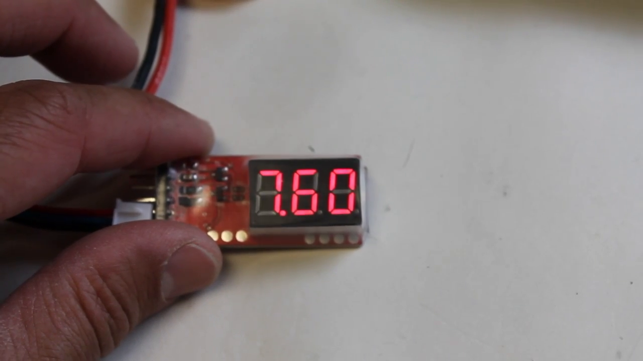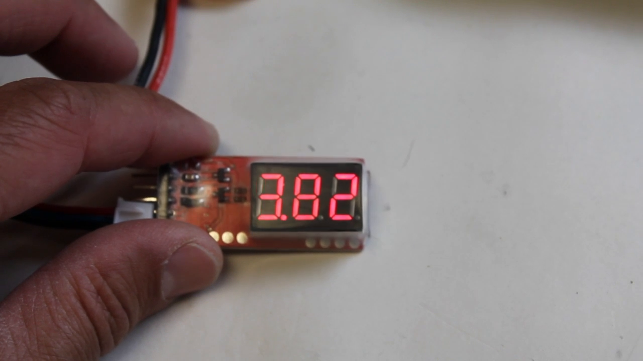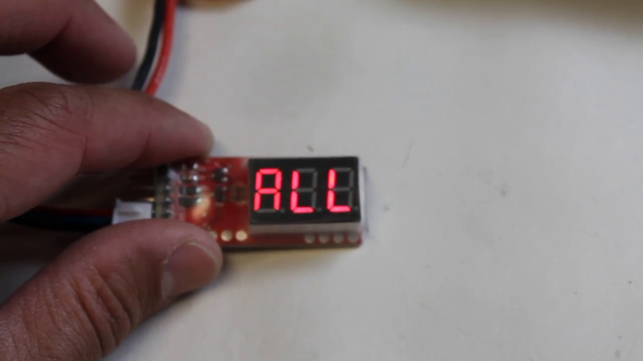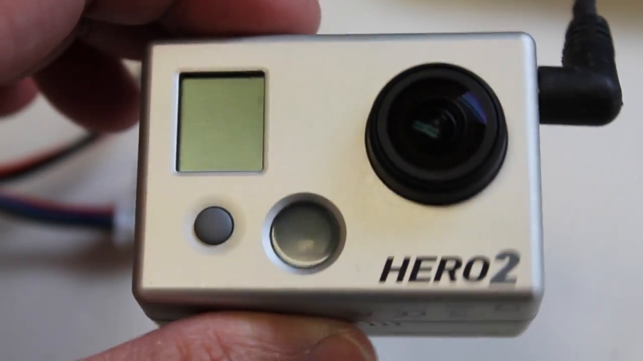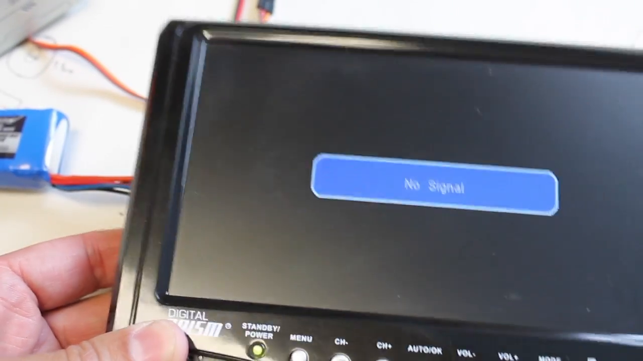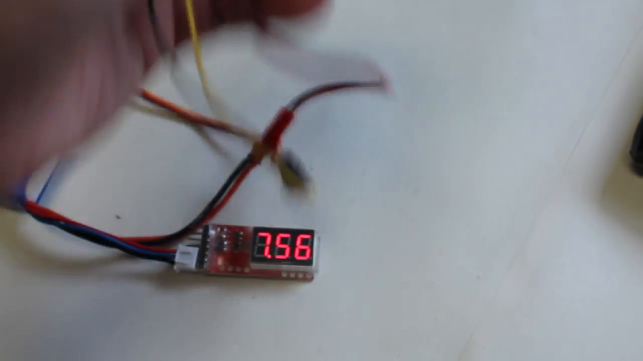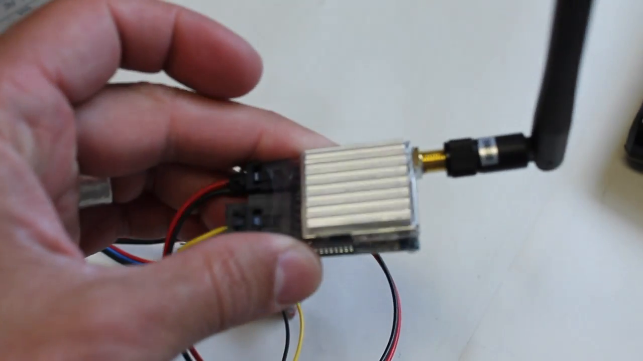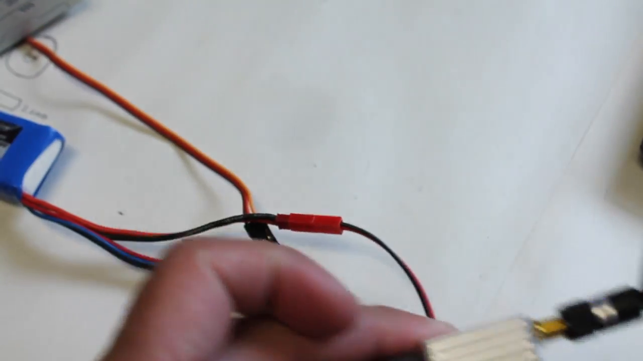Okay, so an hour and 45 minutes later, we're at 3.82 volts per cell. Our GoPro is dead from all that broadcasting, I guess, that live video out, and you can see on our FPV screen or LCD monitor, there's no signal, but our transmitter is still going strong.